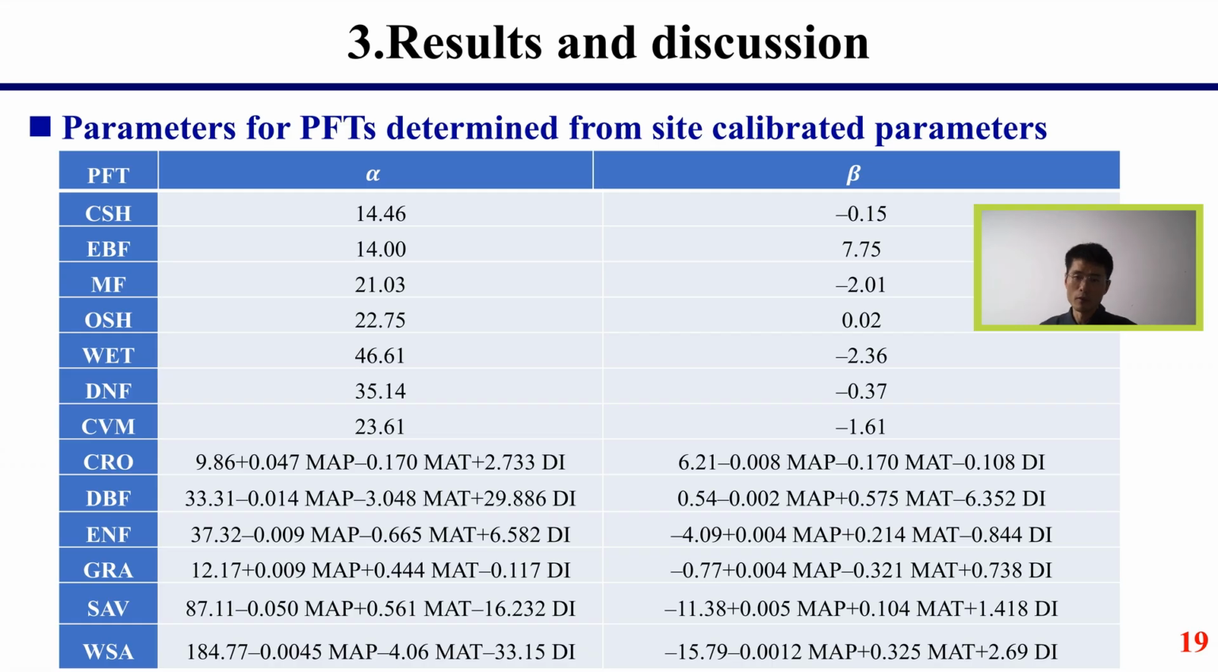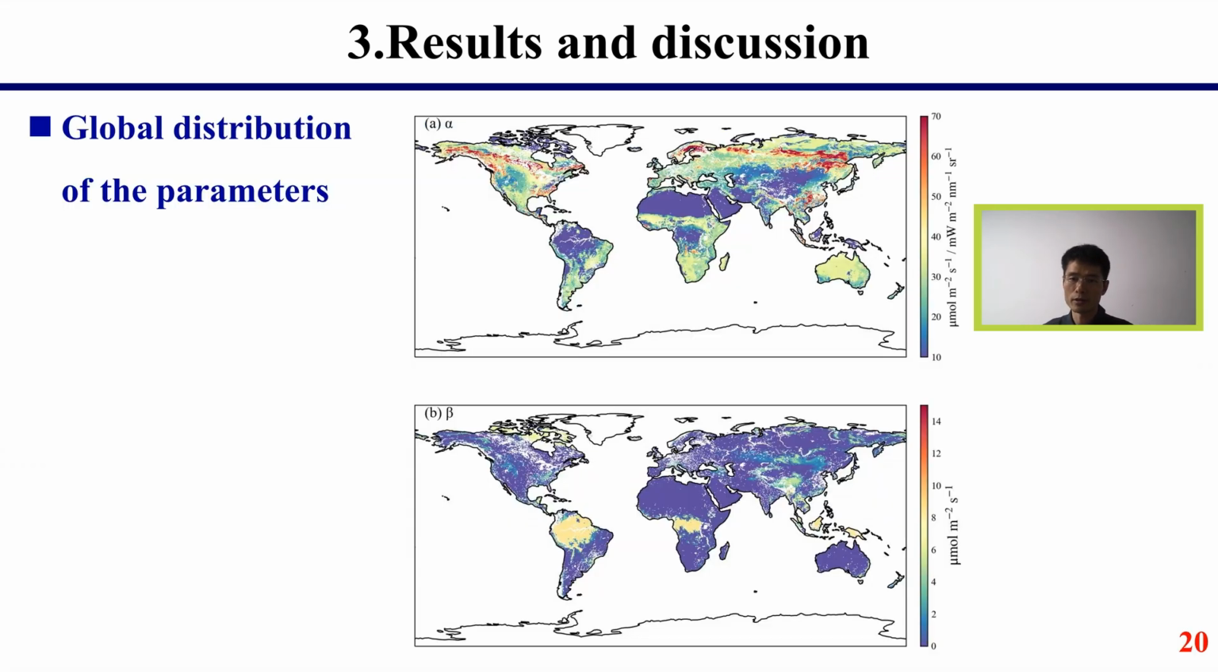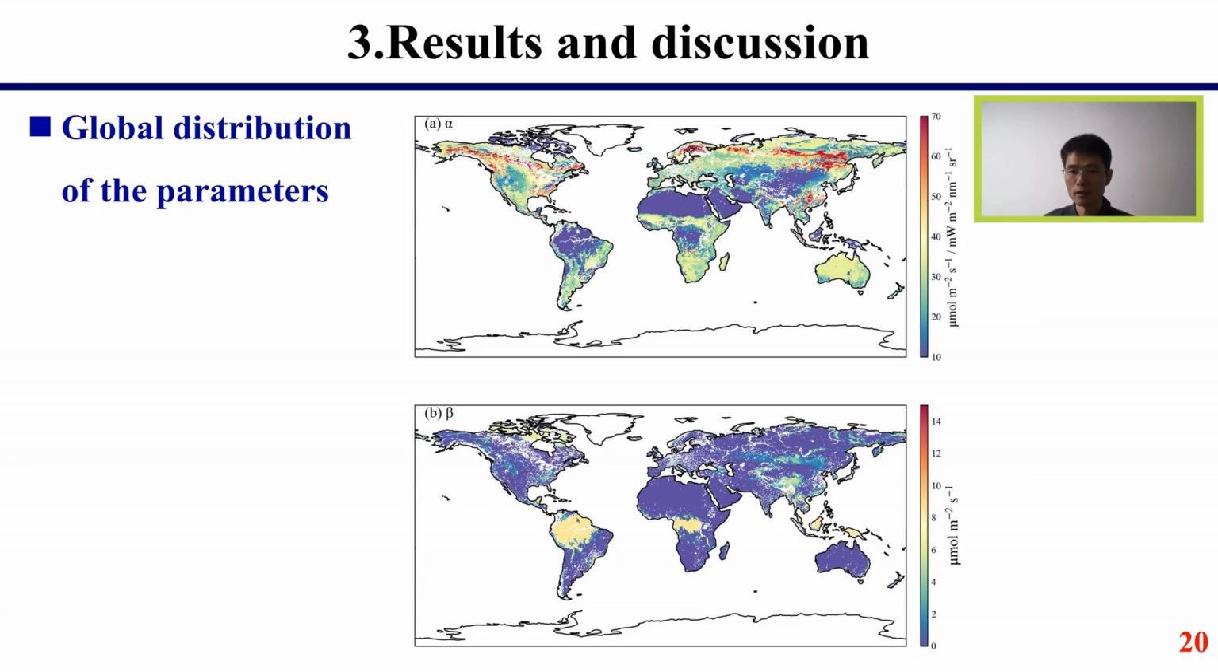After this treatment, we establish the global distribution of the parameters. Figures A and B represent the distribution of parameters alpha and beta. The top one is alpha. We compared this alpha with some reported values. Most of them are acceptable.